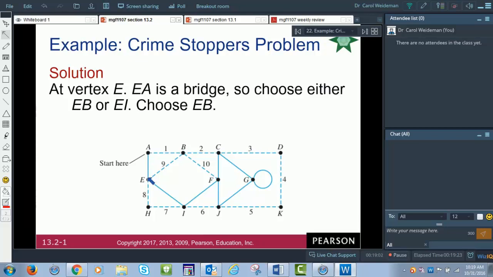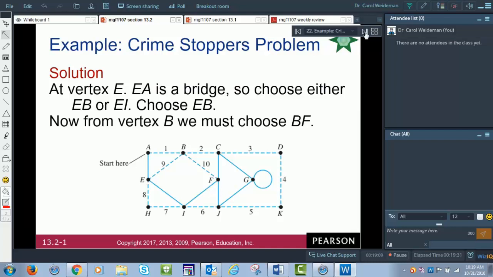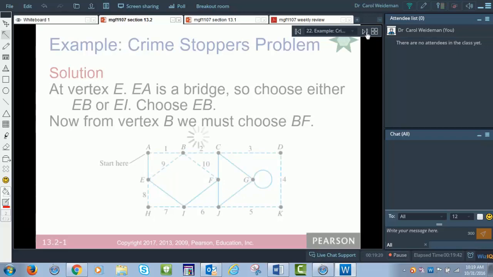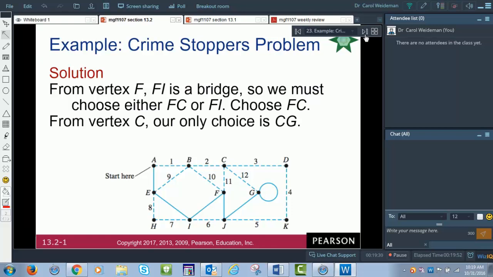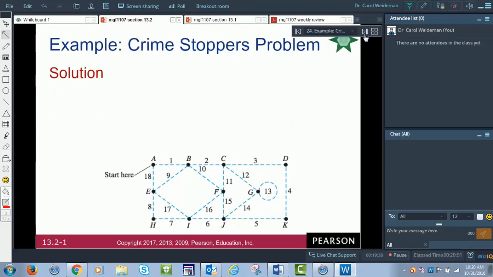Now, at vertex E, EA is a bridge. So we don't want to choose that. Remember, we don't want to choose a bridge. So we're going to go over here to this one, 9, 10. Now here, I've got a decision again. And here, we don't want to choose this because it's going to take us back here. We want to go ahead and choose from vertex B here. Okay, this one. And then from here, we're going to go FC. So from F, FI would be a bridge. So we're going to go FC. And then we're going to go down here to FG. I'm sorry, not FG, CG.